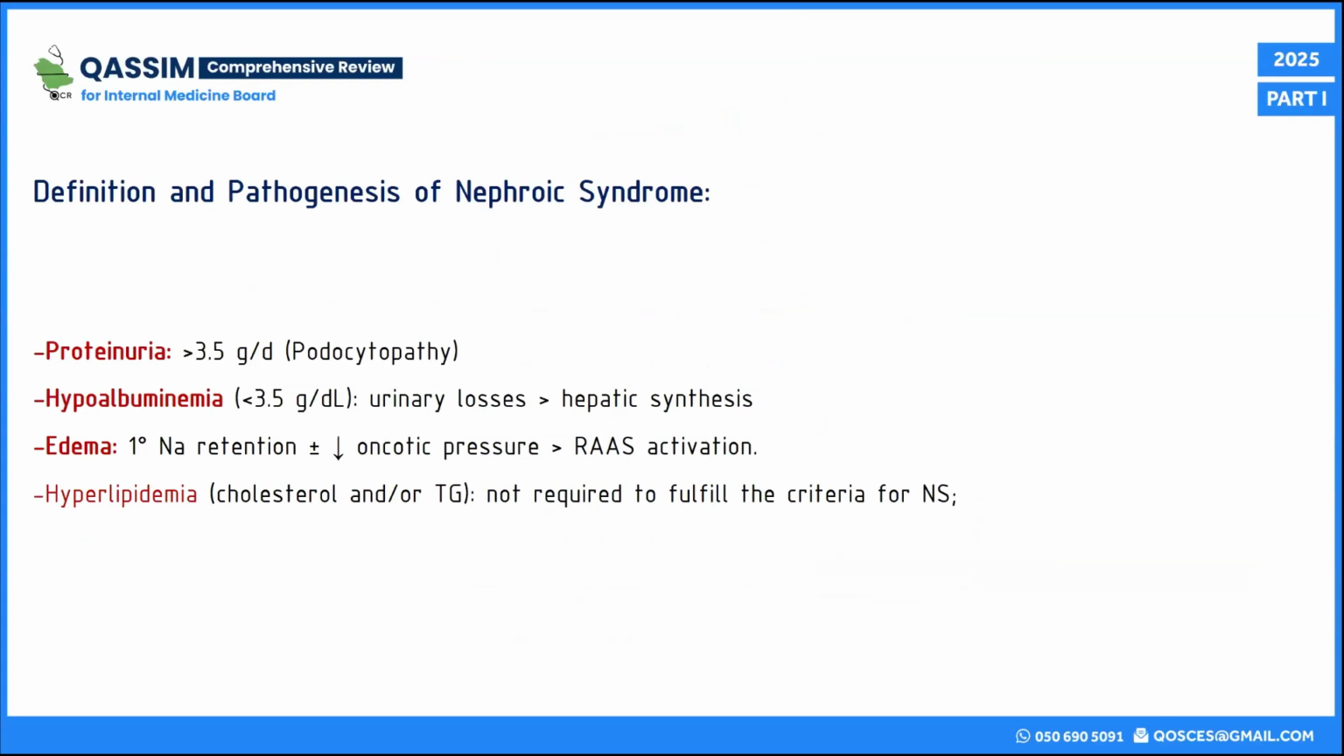So as we said before, how can we differentiate between nephrotic and nephritic syndrome? In nephrotic syndrome, the patient will have heavy proteinuria, defined as more than 3.5 gram, then hypoalbuminemia less than 3.5 gram, and edema. All of this is because of heavy proteinuria. Hyperlipidemia is not important to fulfill the criteria of nephrotic syndrome.